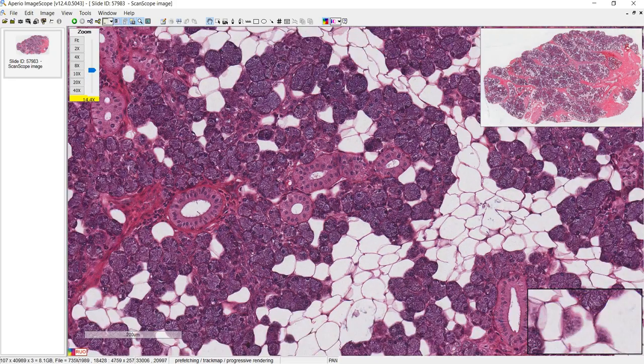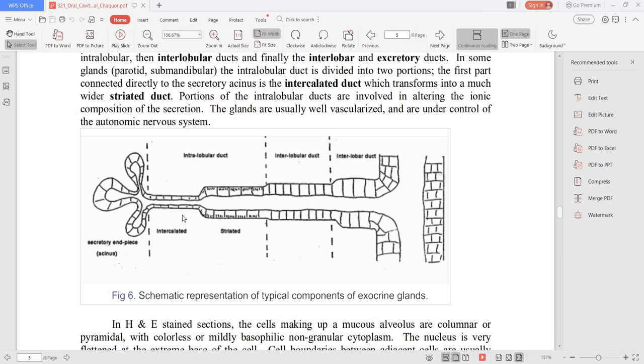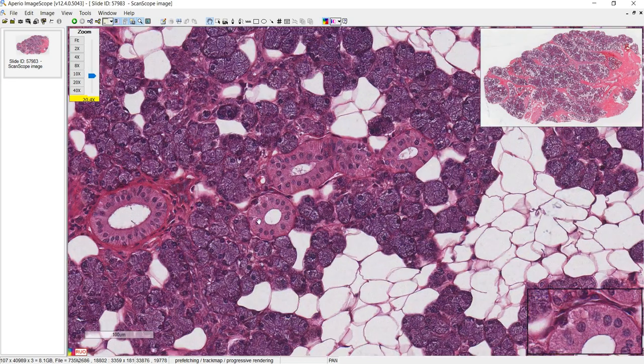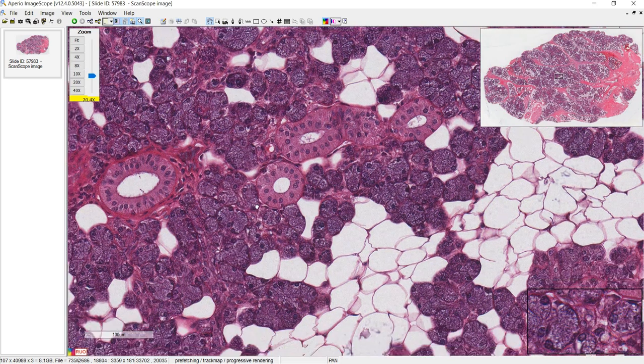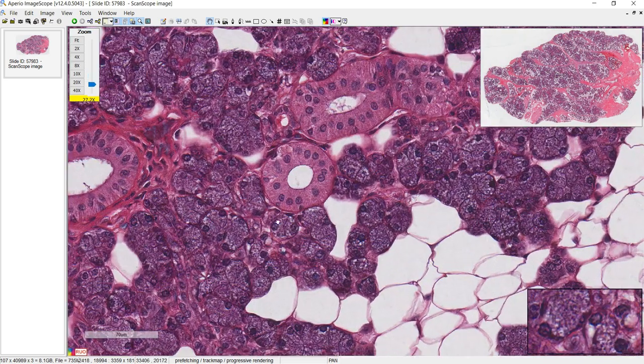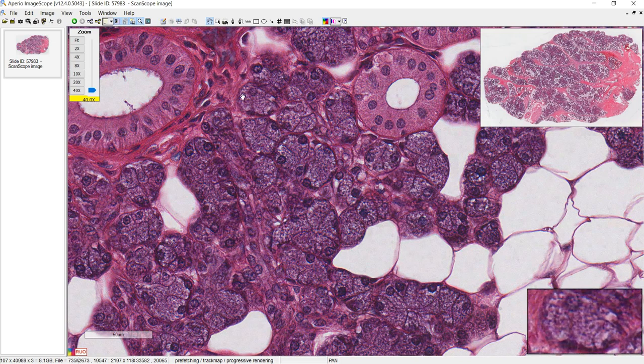Okay, so the intercalated ones, these guys right here, these are a little more challenging, right? So this is a low cuboidal epithelium. Low cuboidal meaning it's so short that it's almost squamous. All right, so you're looking for something that does not look like a striated duct and does not look like a serous acinus. And I find it much easier to look for it in kind of a longitudinal cut. So something like this. Here are your serous acini. Right? All of these guys are the serous acini.